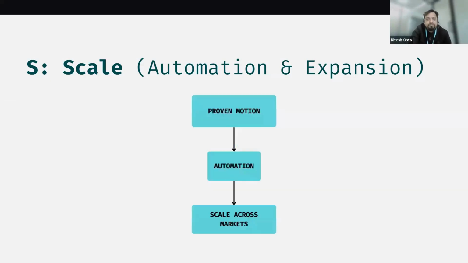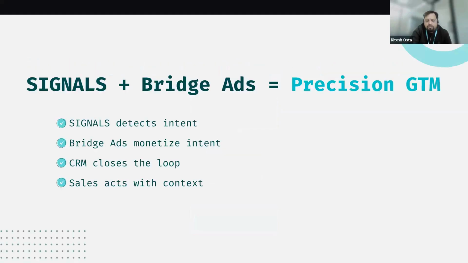In many ways. So proven motion, if something is working for certain segments, certain target audience, certain ICP, certain geography, then using automation, you can scale very fast, right? Faster than any time before.